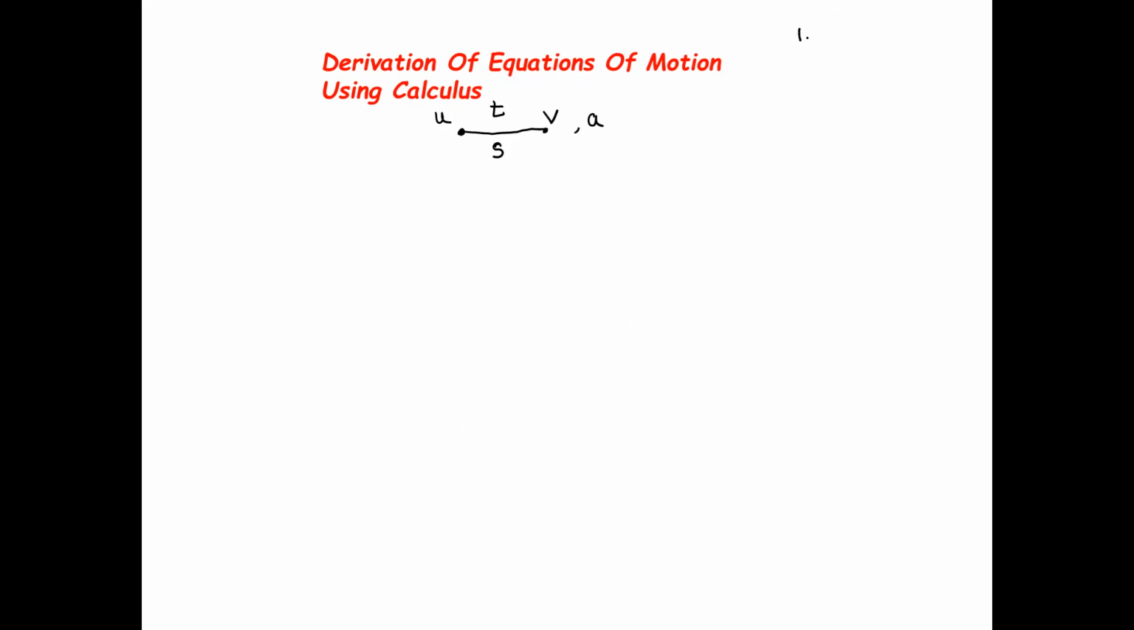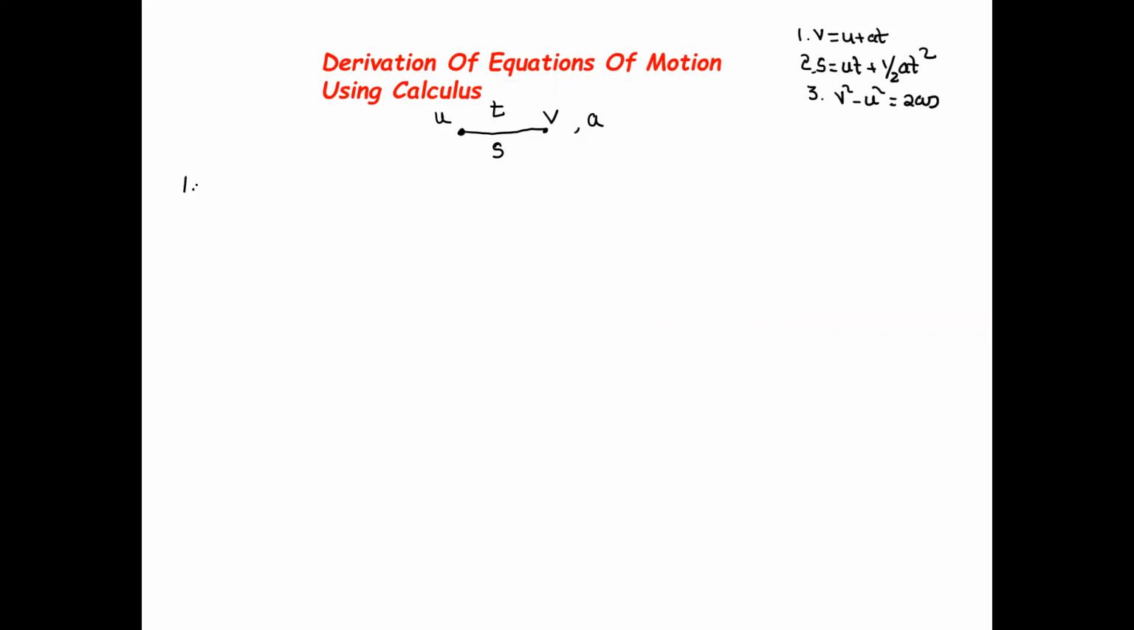What's the first one? v equals u plus at. Second one is s equals ut plus half at square. Third one is v square minus u square will be equal to 2as. So we'll derive the first one.